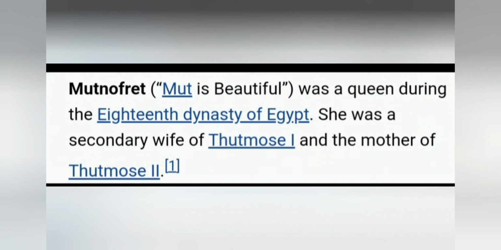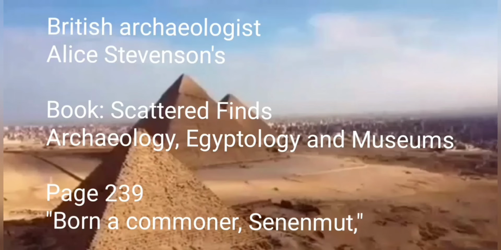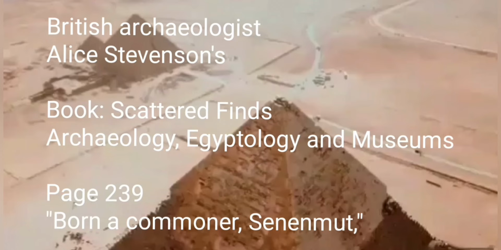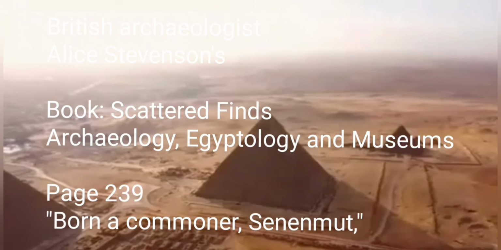So what we've got to do now is address the commonalities and similarities between what is said about Senemnet or Moses in the Bible and by semi-ancient historians, and we're going to match that up with inscriptions in Egypt that are over 3,000 years old. Let's do it. Okay, so this is from this archaeologist, from this book, page 239: born a commoner, Senemnet. So him being a commoner, matching Moses, also not being a native Egyptian.